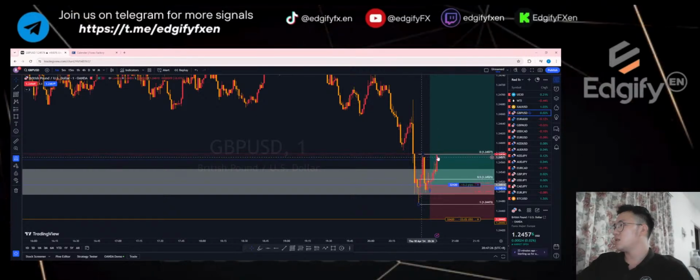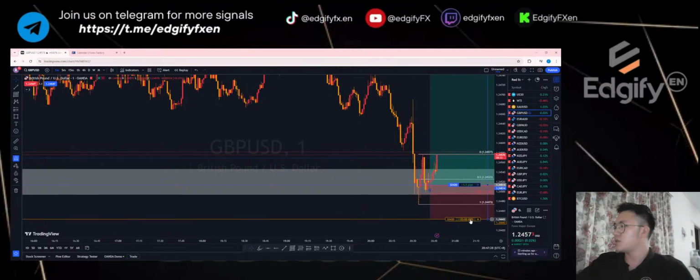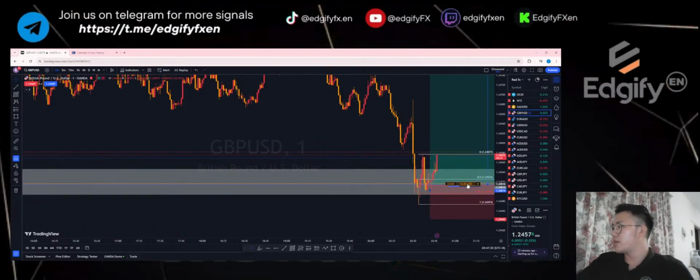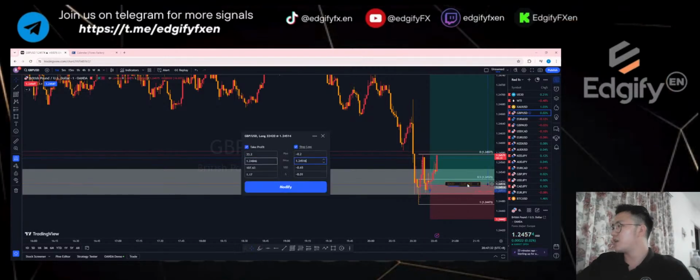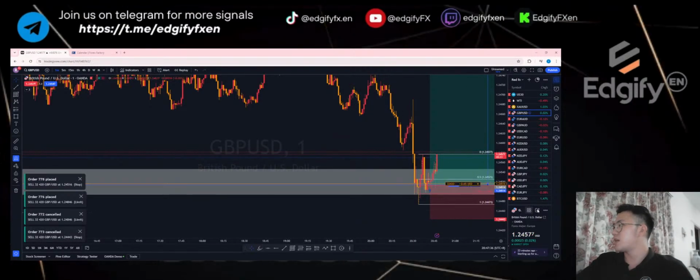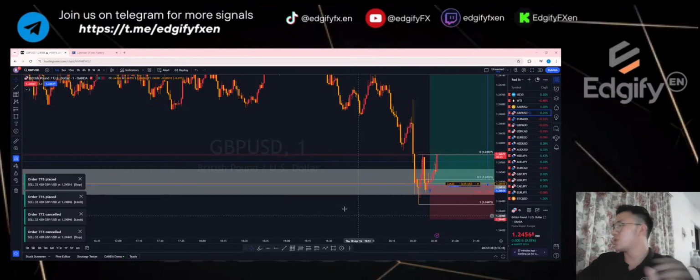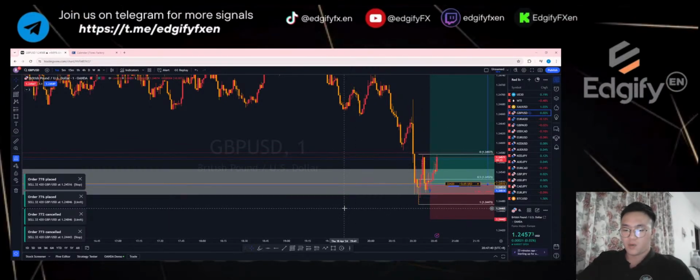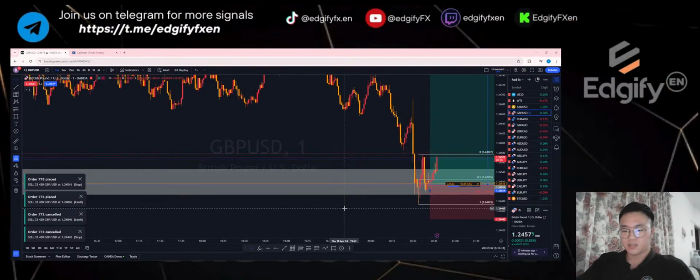Alright, we are almost there. You can actually start to break even your trade. I'm going to break even at just slightly above the entry. Alright, so my break even is at 1.24516.